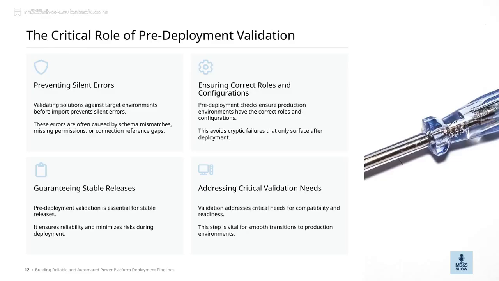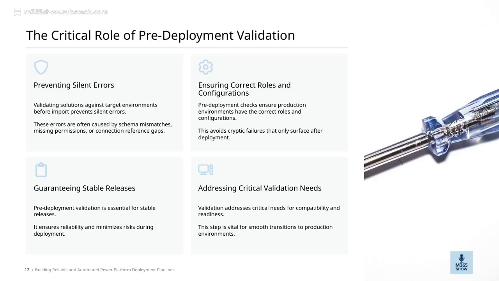One of the key reasons for this is to guarantee that our production environments are correctly configured. Pre-deployment checks ensure that roles and settings are properly set up, so we don't encounter cryptic failures that only reveal themselves after deployment, failures that can be frustrating and time-consuming to troubleshoot. Another important aspect is validating solutions against target environments before importing them. This helps us prevent silent errors, those sneaky issues that don't show up immediately. Common causes include schema mismatches, missing permissions, or connection reference gaps, all of which can cause deployment failures or functional issues if not caught early.